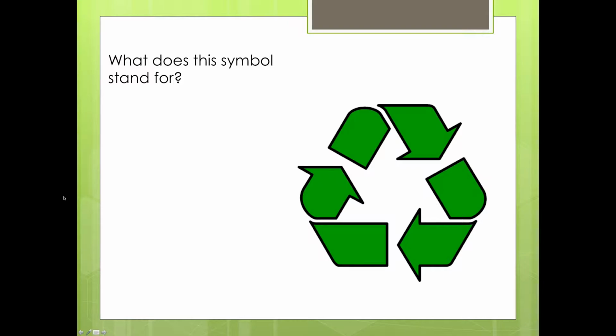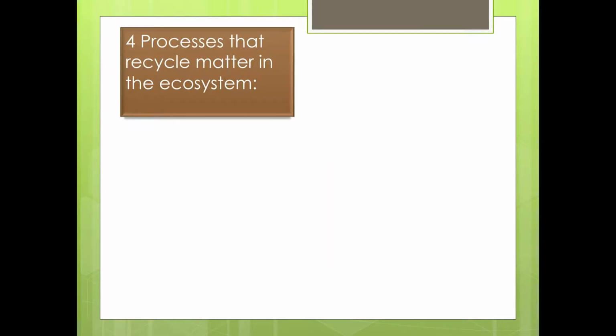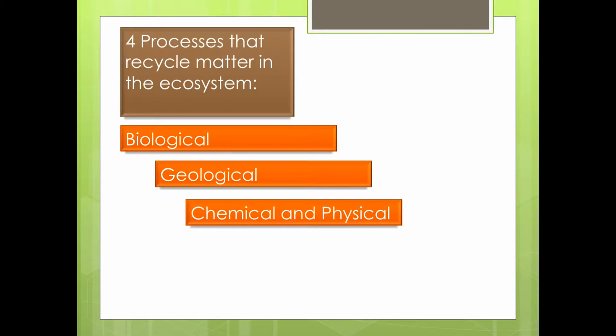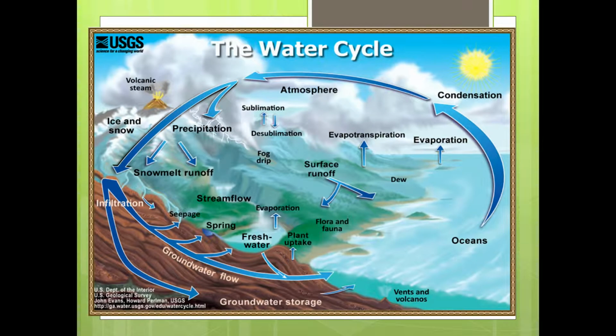What does this symbol stand for? You might have seen it in a lot of places. It's the recycling symbol. And recycling isn't something that just people do. Recycling occurs in nature. And there are 4 processes that recycle matter in an ecosystem: biological processes, geological processes, chemical and physical processes, and then humans also recycle matter in the ecosystem.